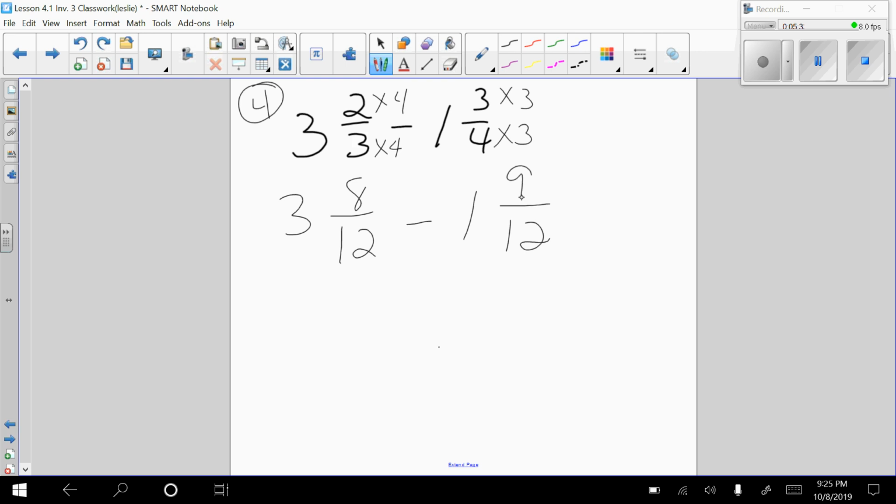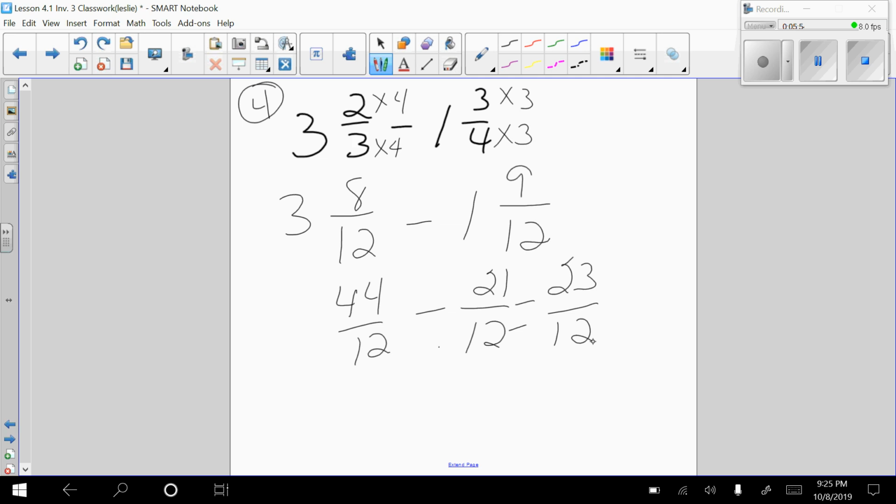Now let's change them to improper fractions. 3 times 12 is 36, plus 8 is 44. So 44 over 12 minus 1 times 12 is 12, plus 9 is 21. 21 over 12. Now subtract. 44 minus 21 is 23 out of 12.